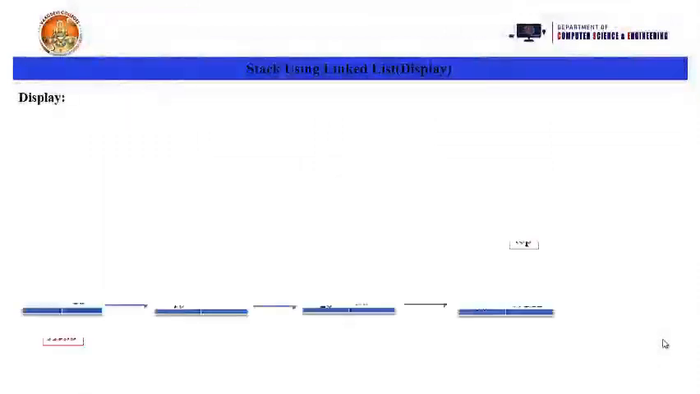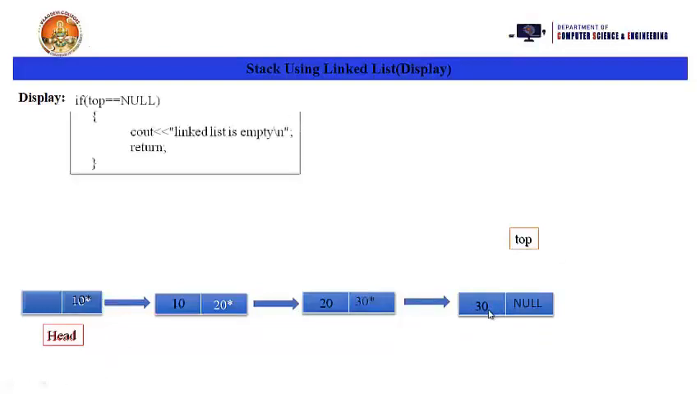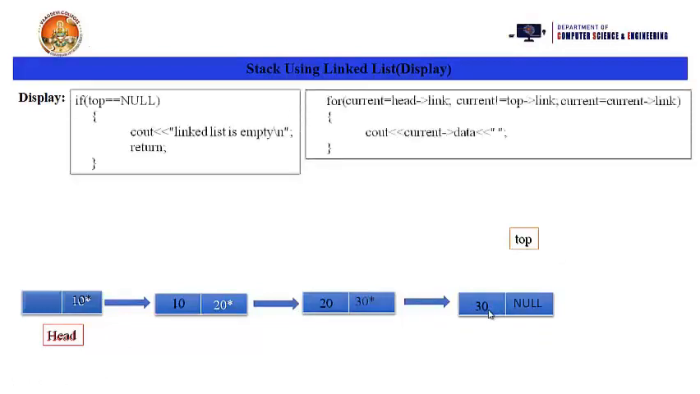Now we'll see how to display the values of a stack by using linked list code. Now this is the stack, consisting of 3 elements 10, 20, 30, and this is the head node and this is the top node, value 30. Now this is the code. Using this we are going to print the values of a stack.